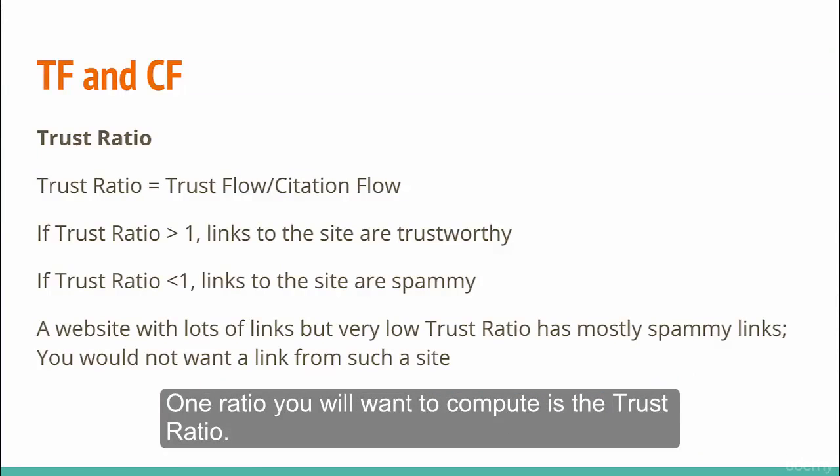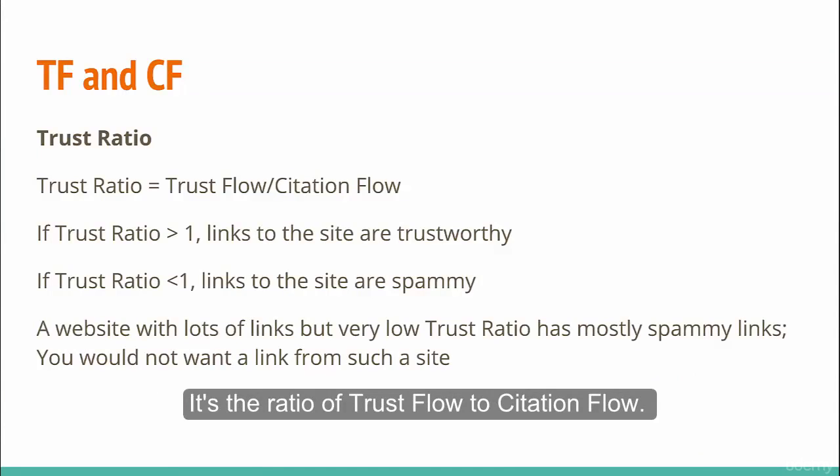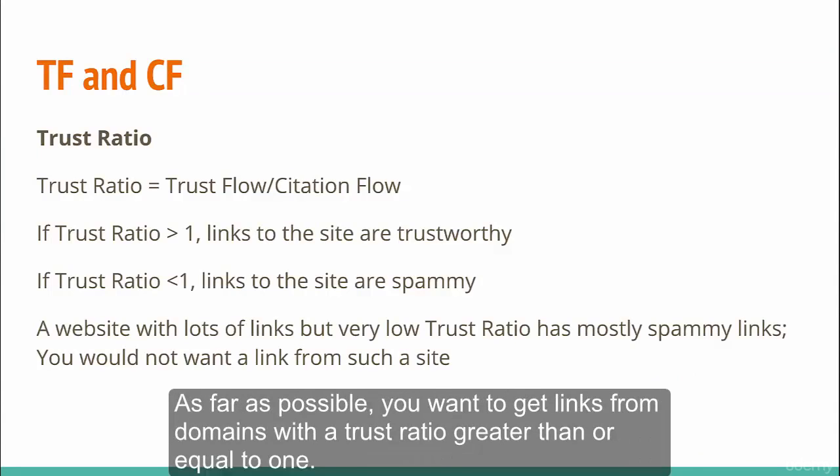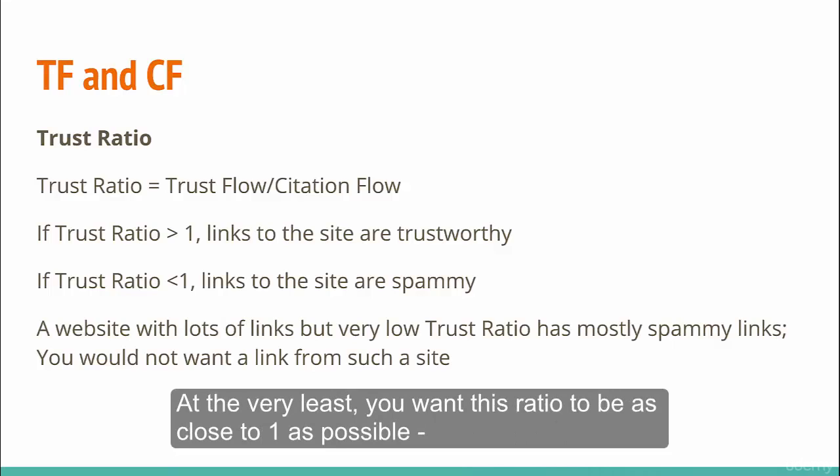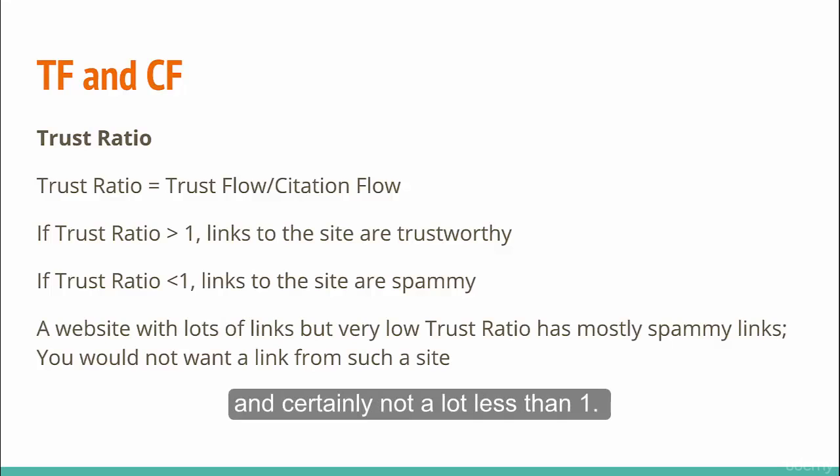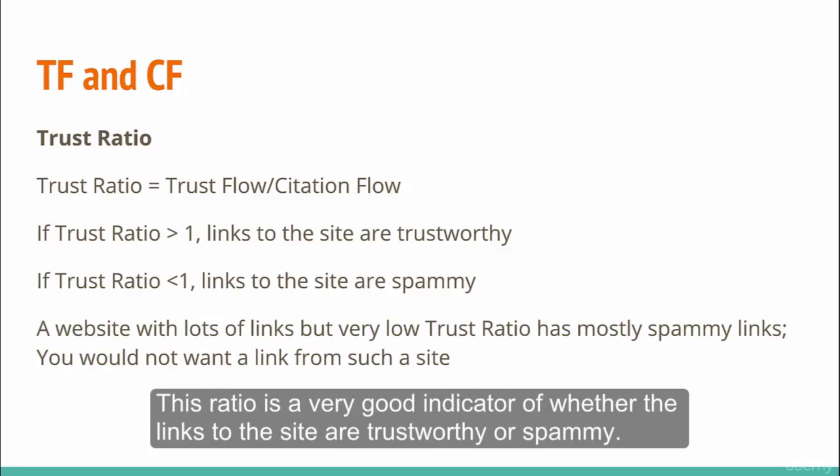One ratio you will want to compute is the trust ratio. It's the ratio of trust flow to citation flow. As far as possible, you want to get links from domains with a trust ratio greater than or equal to 1. At the very least, you want this ratio to be as close to 1 as possible, and certainly not a lot less than 1.